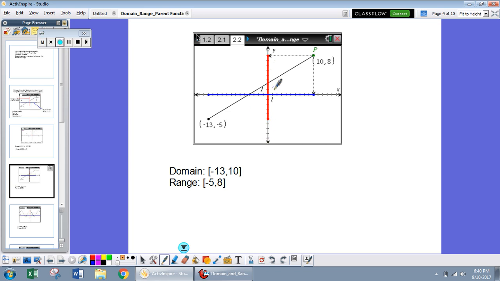We'd get on at the bottom and ride it up. We could see that it would start at -5. That's our lowest y value. And the highest y value goes all the way up to 8. And we can see it takes on all those values because the red line is consistent.